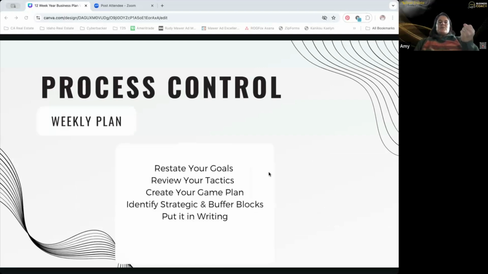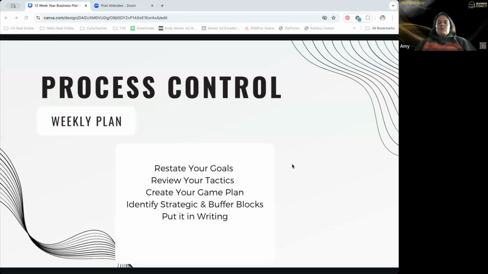All right, so the first one was the weekly plan. That's the first part of your process control, and it's going to be the guiding light for your success, because you know what they say: failing to plan is planning to fail. For our weekly plan, we're going to want to make sure that we review every single week our goals and our tactics. We need to look at what is done, what still needs to be done.